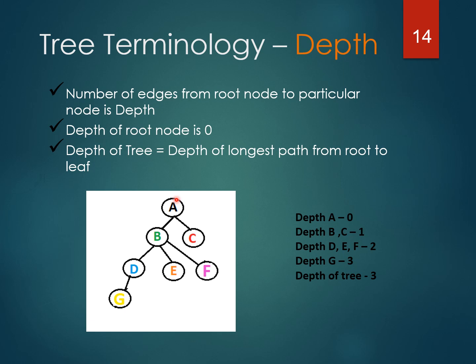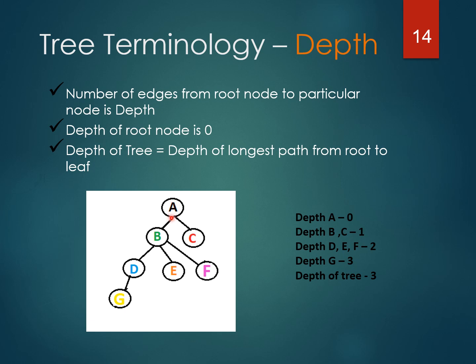The number of edges from the root node to any particular node is the depth. So the depth of the root node is 0. And usually the depth of the leaf nodes is the highest. It depends on how long it travels from the root node. So the depth of the tree is the depth of the longest path from the root to a particular leaf.